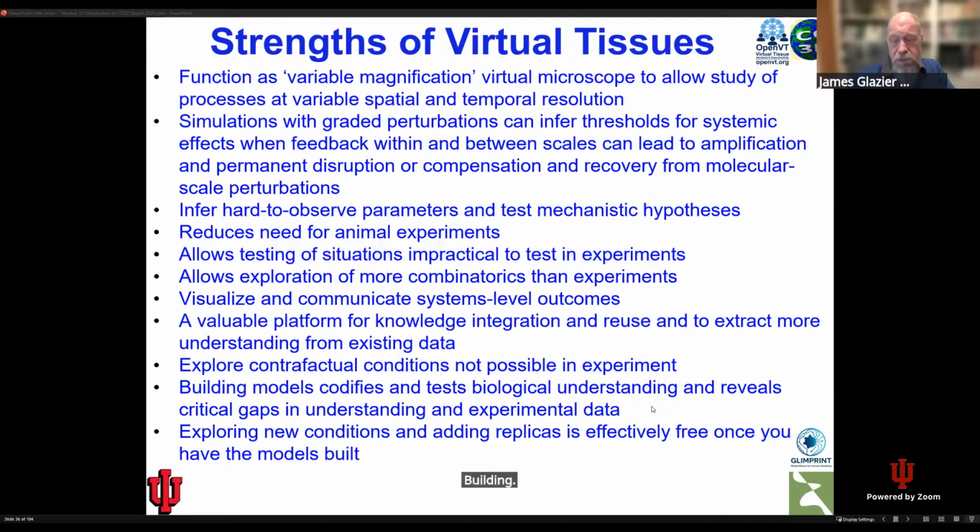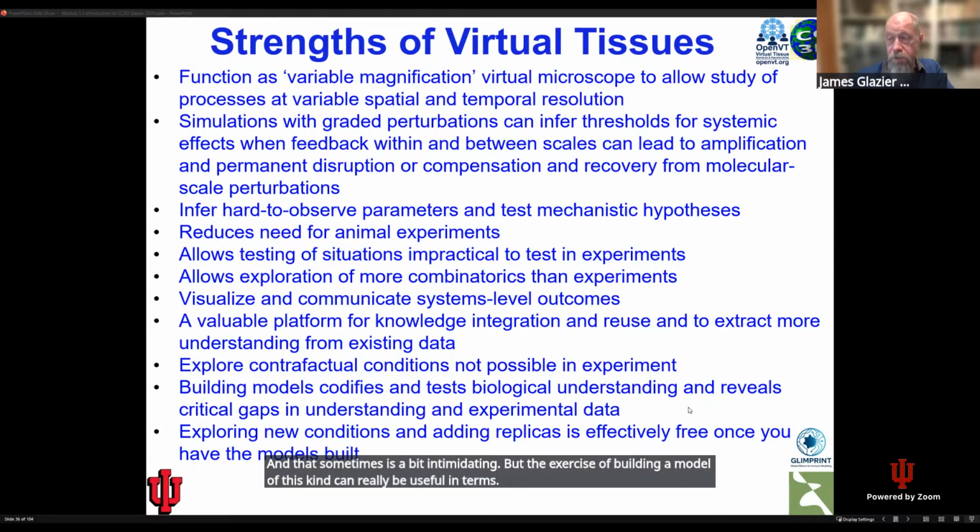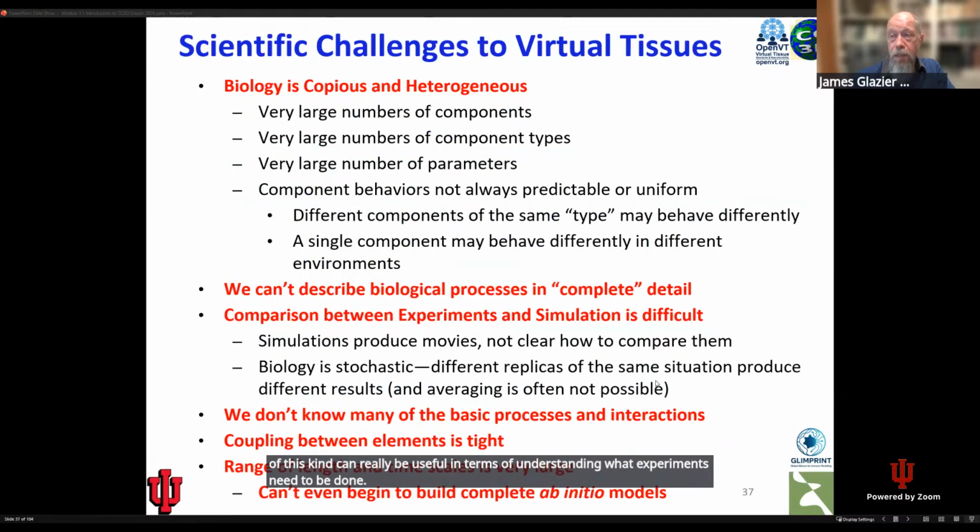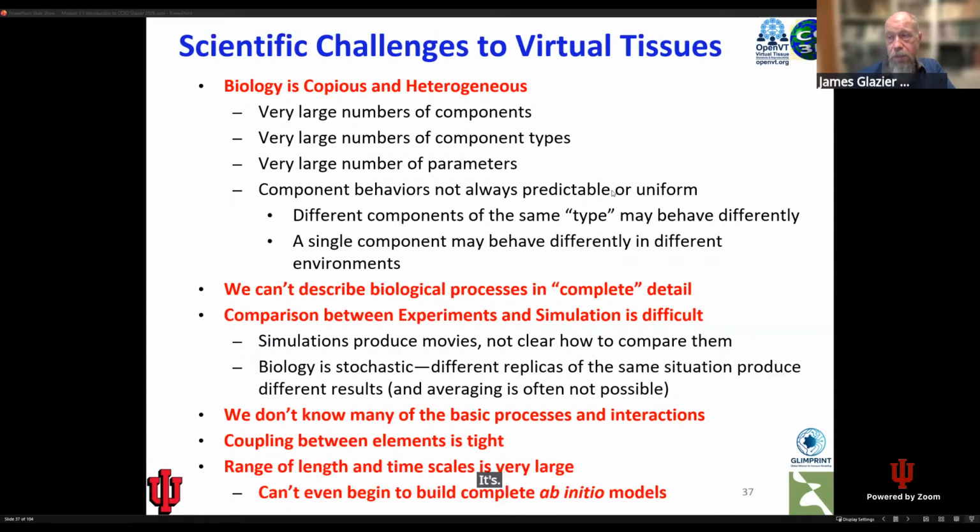Building models is not easy, and it reveals what we don't know. And that sometimes is a bit intimidating, but the exercise of building a model of this kind can really be useful in terms of understanding what experiments need to be done. It's also hard. You've got lots of components in number and type, lots of parameters, which are not always easy to pin down. A lot of heterogeneity. Two cells of the same type aren't really the same. There is never complete detail.